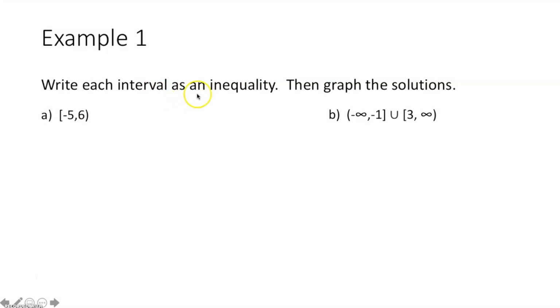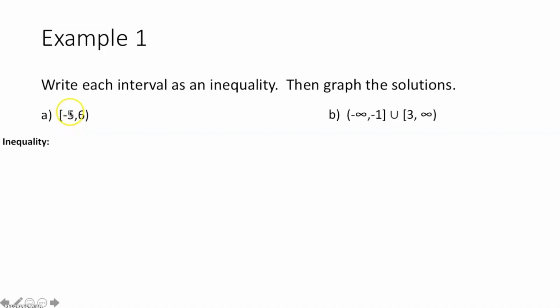Example 1. It says write each interval as an inequality, then graph the solution. So here we have the interval from -5 to 6, and -5 you see is included. So how do we do this? Well, if we're going to write it as an inequality, we first recognize that there is no union symbol in here, meaning that this is an and compound inequality. As an and compound inequality, it's very easy to translate between interval notation and inequalities.